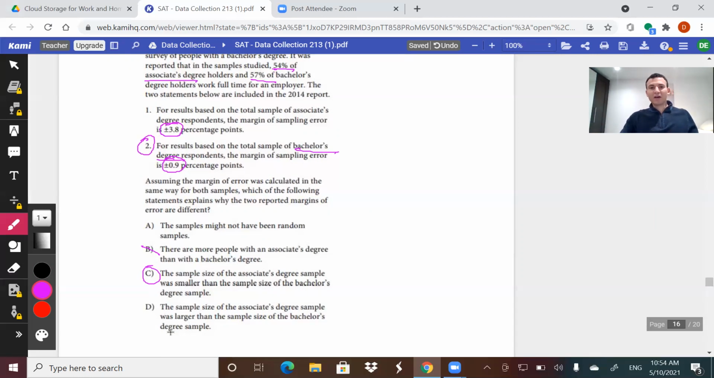And then D flips C. The sample size of the associate's degree sample was larger. Well, a larger sample size means you should have a smaller margin of error than the sample size of the bachelor's degree sample. Okay. Anyway, I hope this video is helpful.